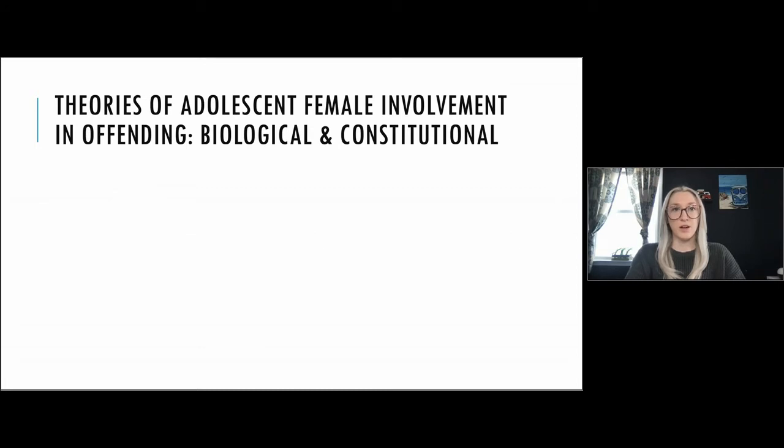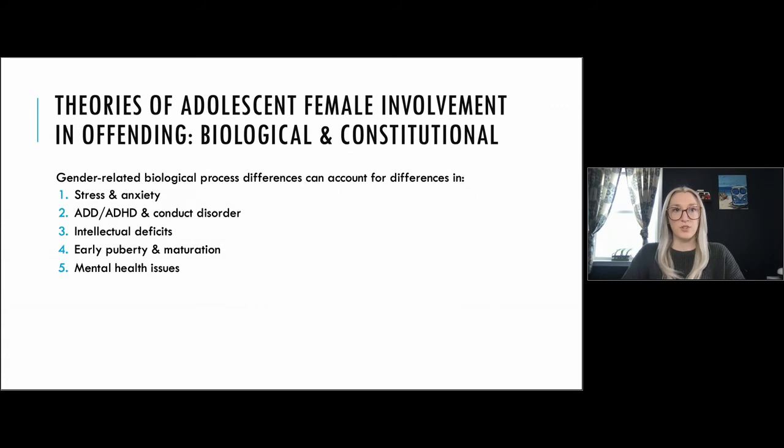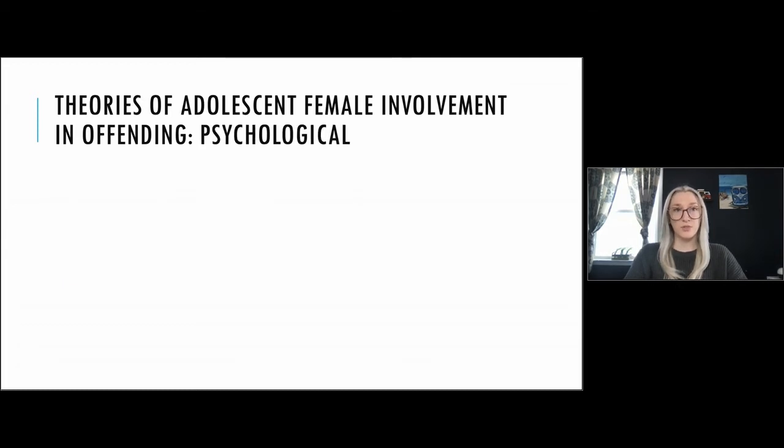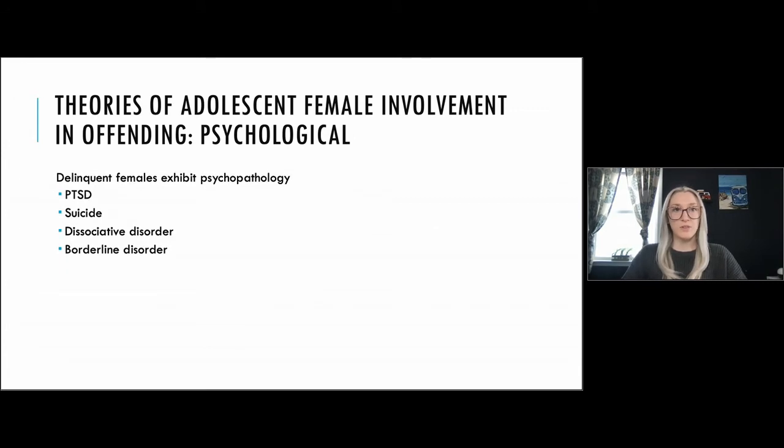Now we look at biological and constitutional theories. This theory argues that gender-related biological process differences can account for differences in these various categories. So looking at stress and anxiety, having ADHD or ADD and conduct disorders, an intellectual deficit, early puberty and early maturation, as well as mental health issues. We then look at psychological theories, which say that delinquent females exhibit psychopathology, so that they present with different disorders, that they often present with suicide, dissociative disorders, borderline personality disorders, and PTSD as a result of those victimizations.